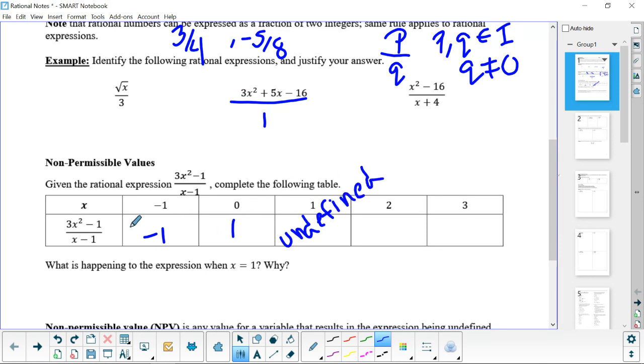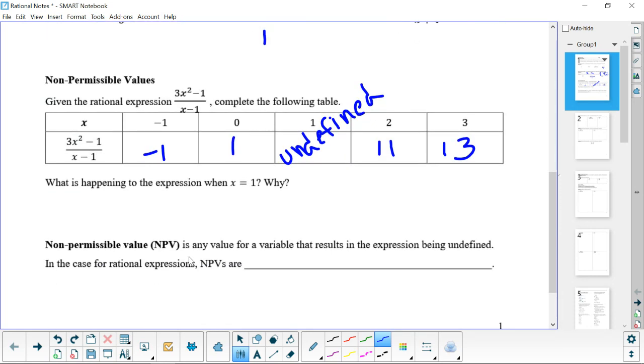When I plug x equal to 2, my answer will be 11. And for x equal to 3, the answer is 13. What is happening to the expression when x equal to 1? The expression is undefined because we cannot divide anything by 0. Non-permissible values, also called NPVs, are any values for a variable that result in the expression being undefined. In the case of rational expressions, the NPVs are the values that result in denominator equal to 0.